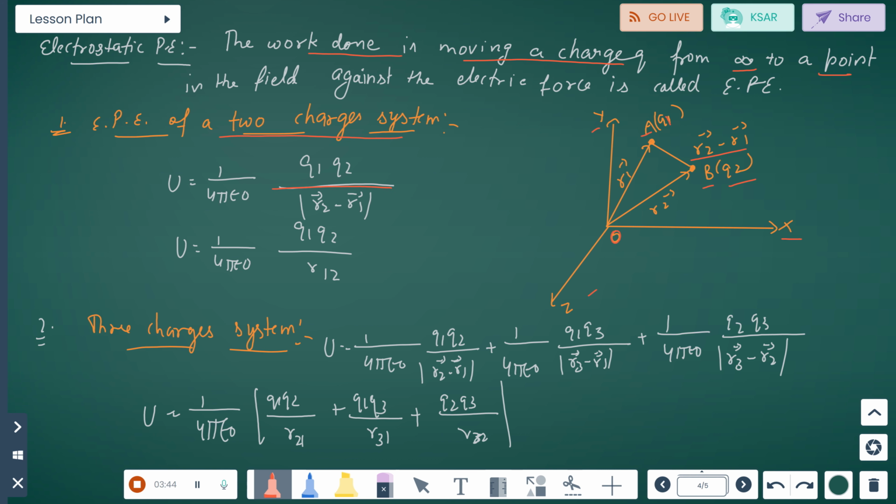For a three charge system we have 1 by 4 pi epsilon naught common to the three terms. For 1 and 2, Q1 Q2 divided by R2 minus R1. For 1 and 3, Q1 Q3 over R3 minus R1, and for 2 and 3, Q2 Q3 over R3 minus R2. Taking 1 by 4 pi epsilon naught common: Q1 Q2 divided by R21, Q1 Q3 divided by R31, Q2 Q3 divided by R32. And for n charges we have Qn divided by Rn.